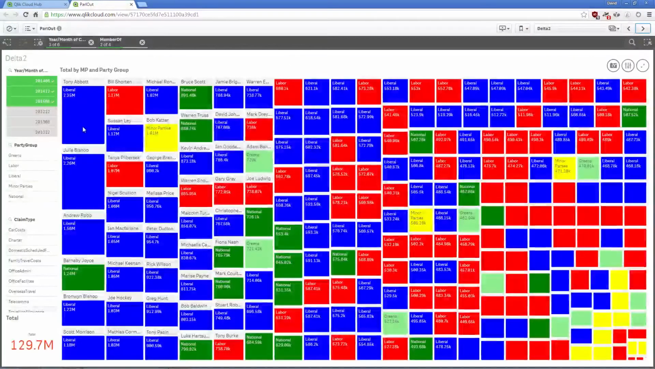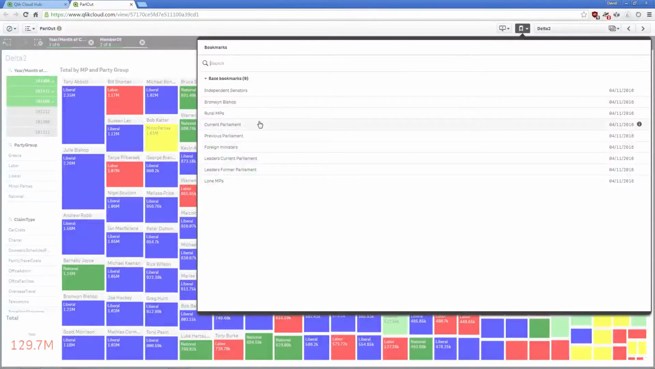You can see here Tony Abbott at the top and Julie Bishop. This is the same as my worst graph that was there previously, except it's now got names and little boxes, and you can get a bit of an idea what's going on there. We'll just swap to the previous Parliament for comparison.